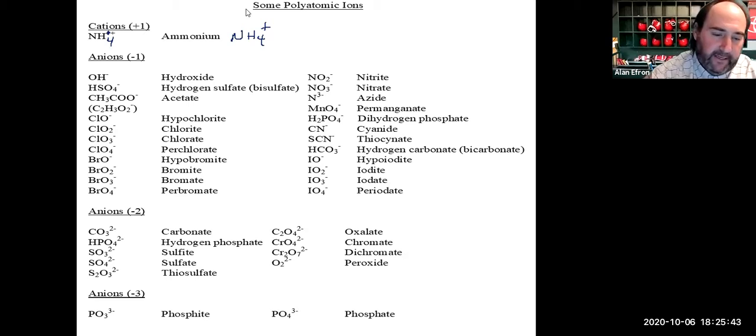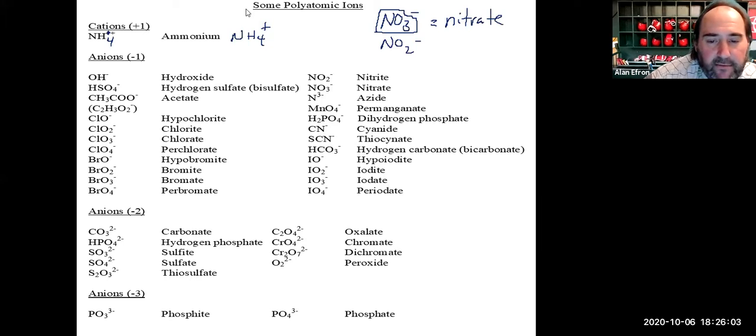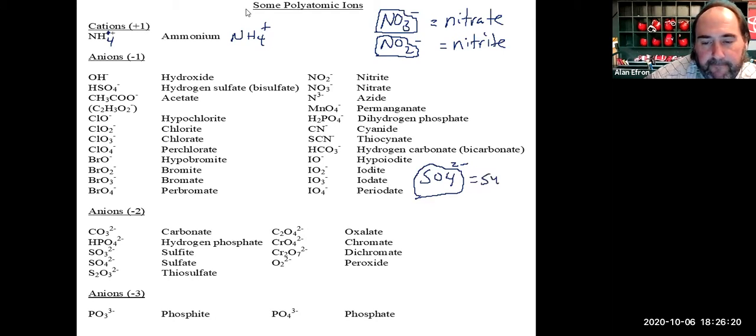There are ways that you could group these guys together to help you memorize them. If you look at something like NO3 minus and NO2 minus, again, that one nitrogen, three oxygens with a minus one is nitrate. One nitrogen and two oxygens with a minus one is nitrite. Same thing if you look at sulfate, which is SO4 2 minus, one sulfur, four oxygens with a minus two charge. And SO3 2 minus, which is sulfite. Again, one sulfur, three oxygens.